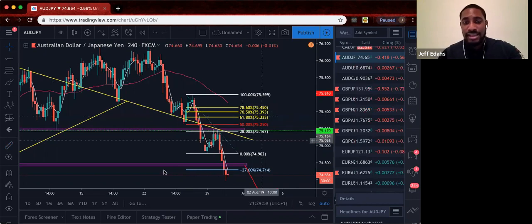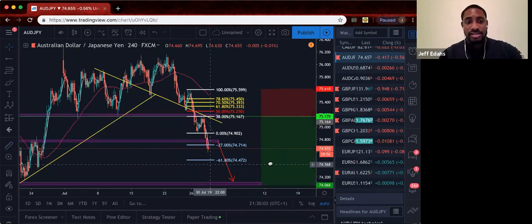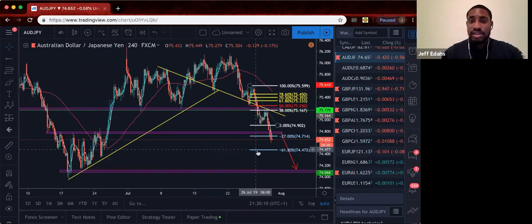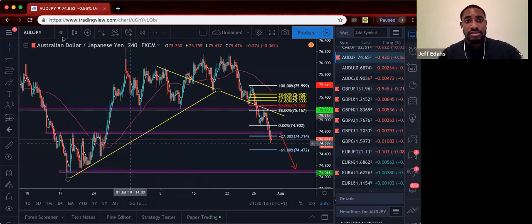I expect it to head down to this area right here, just in line with that. Usually I use the -27 and -61 as my TPs, but as you can see, I'm just looking for this level right here. So, very clean trade.